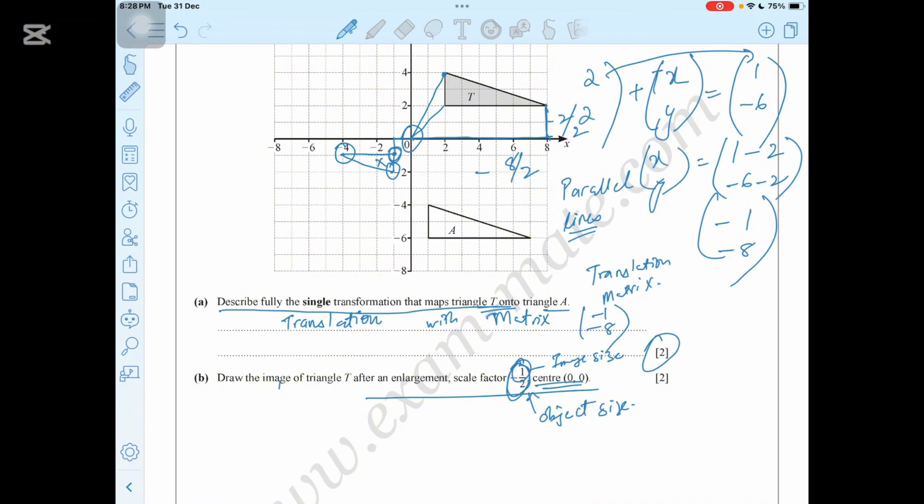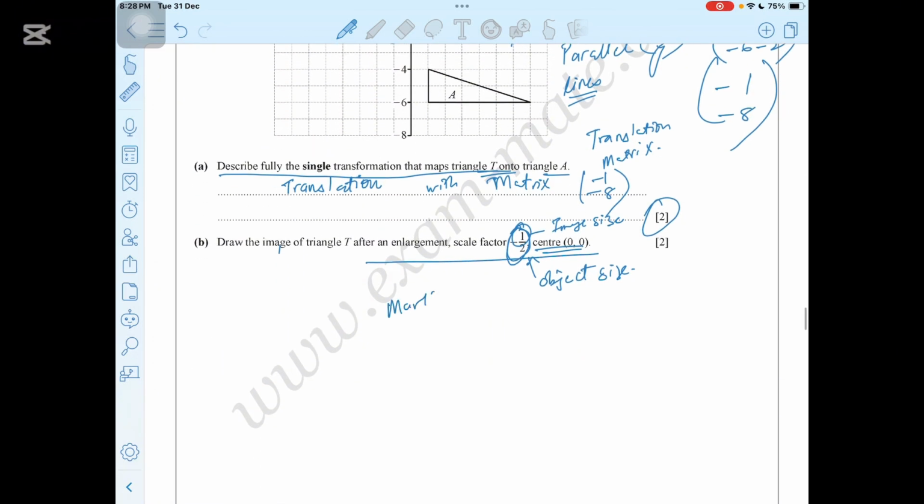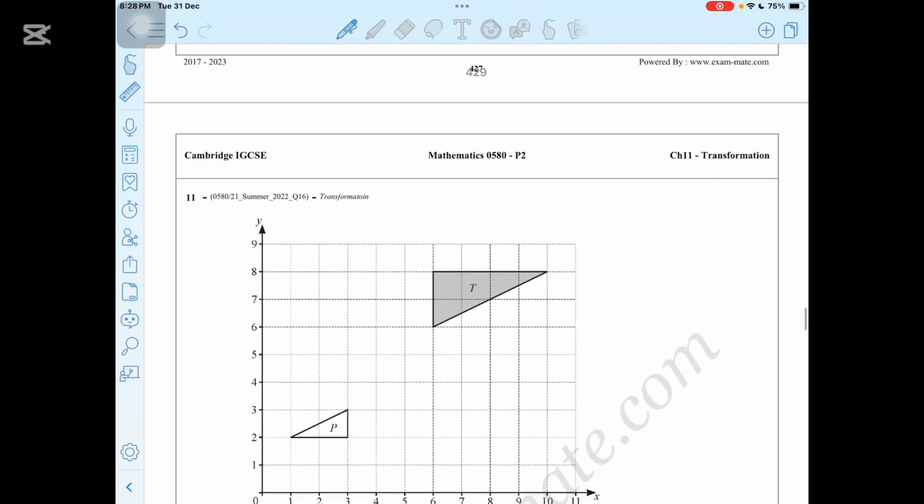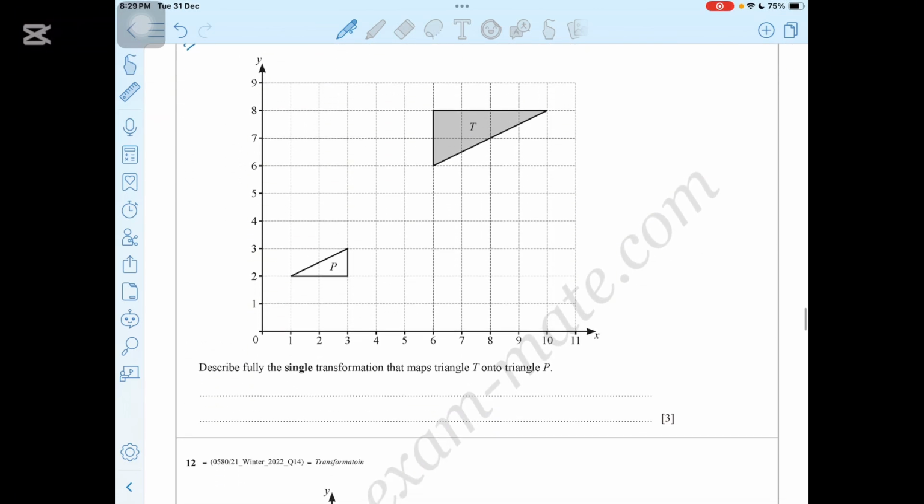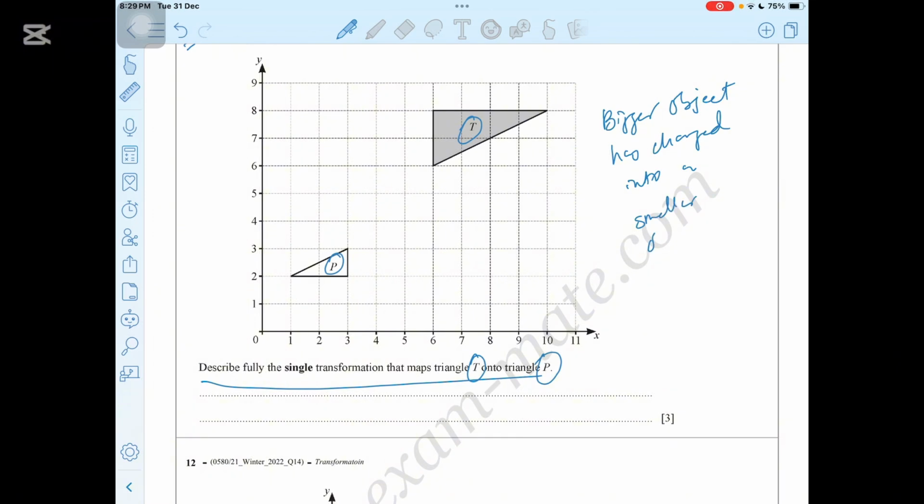So let's mark this as x. Marked x. Moving on to question number 11, we are asked to describe fully the single transformation that maps triangle T onto triangle P, right? So these are the two triangles. This is simply an enlargement because a bigger object has changed into a smaller object, right? Which means this is a delargement, or you can simply say an enlargement, right?